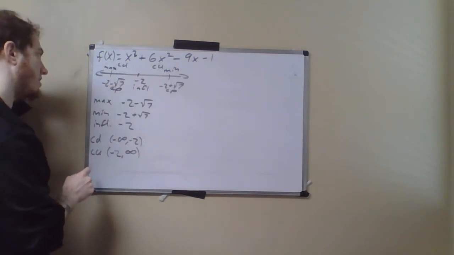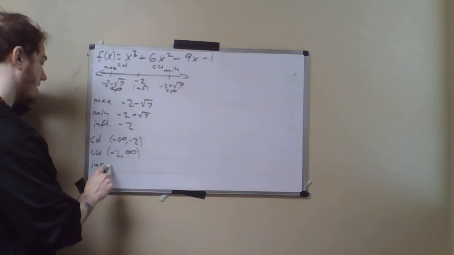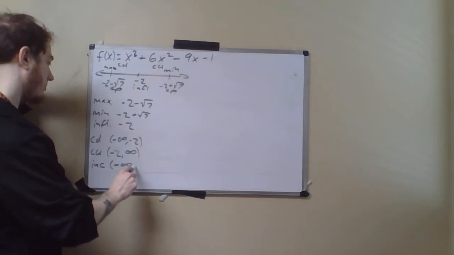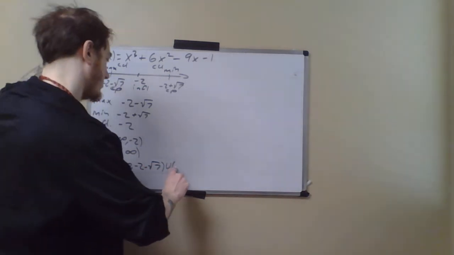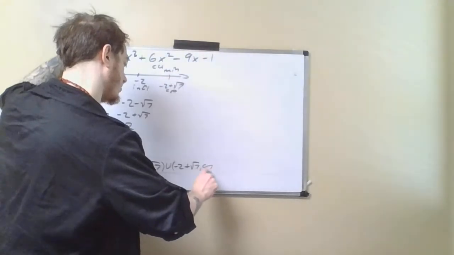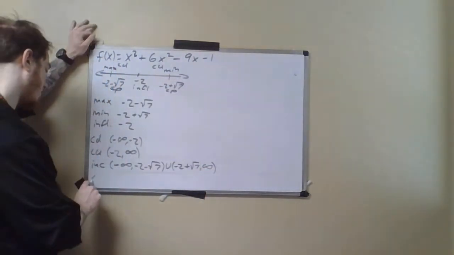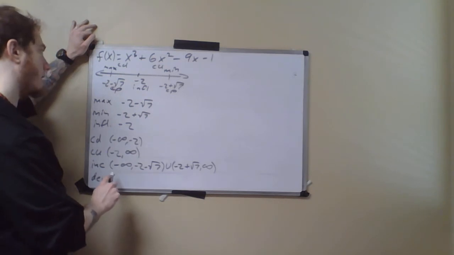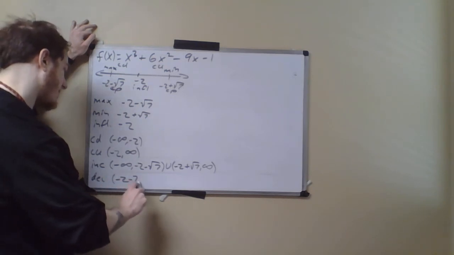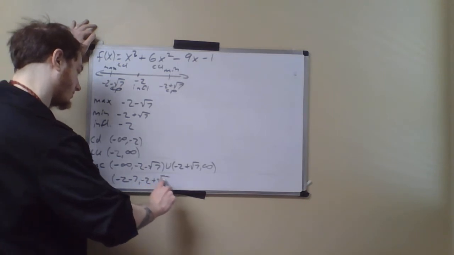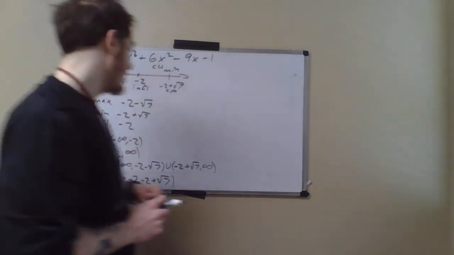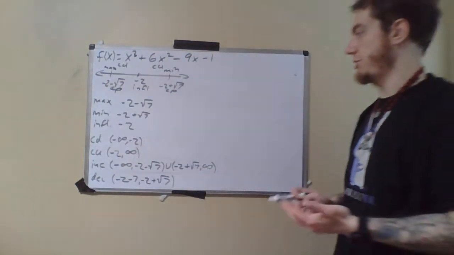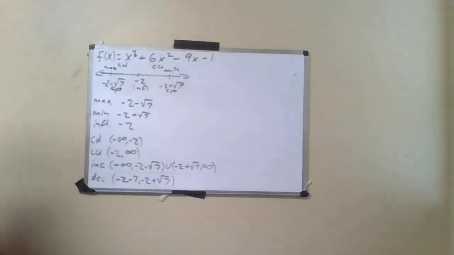It is going to be increasing on -infinity up to -2 minus radical 7, unioned with -2 plus radical 7 up to infinity, and it is going to be decreasing on -2 minus radical 7 to -2 plus radical 7. I said 6 things, but apparently we're actually looking for 7. Although I guess you could say the concavity intervals are really one question. The intervals of increase and decrease are really one question.